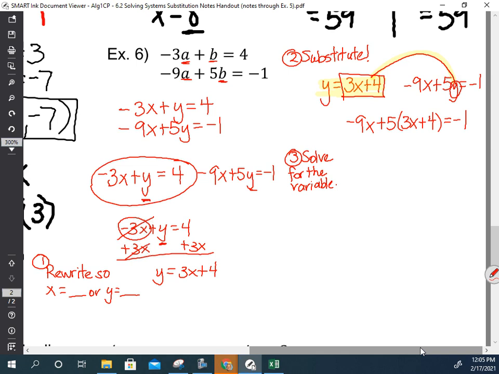So what's next? Now what do we do? Now we distribute. You see parentheses, you distribute. 5 times 3 is 15. 5 times 4 is 20. Equals negative 1. Now we can combine like terms. Negative 9 and 15 both have x's on them. So negative 9 plus 15 is 6x.